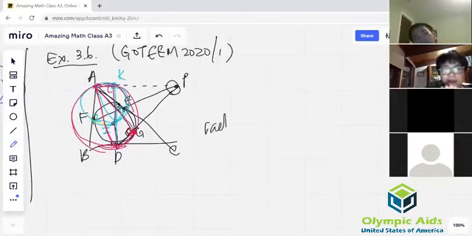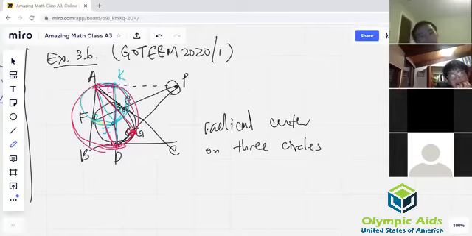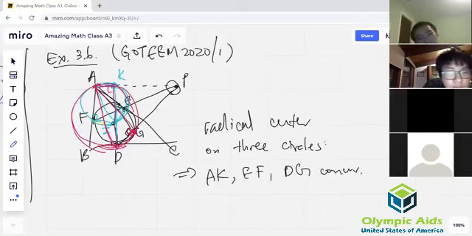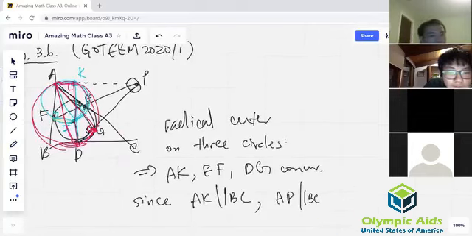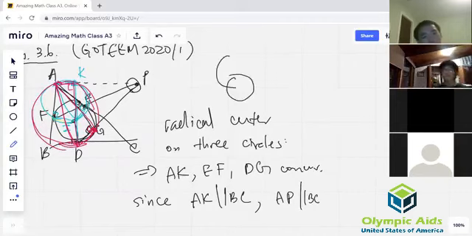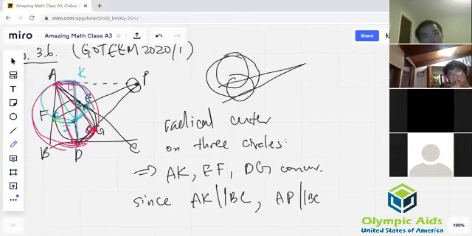So you apply radical center on 3 circles. This will tell you that AK, EF, DG concur. And then since AK is parallel to BC, AP is parallel to BC. So this is one example of using the radical center. You see there's basically one circle here, one circle here, one circle here. And then you know this line, this line, this line, they all meet at a point.